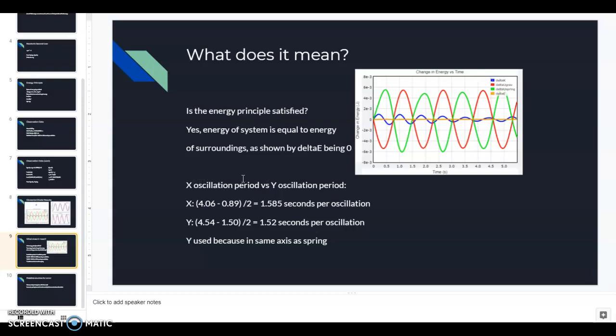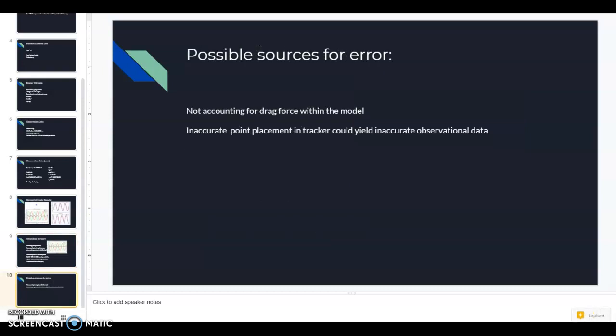And in terms of the oscillation period of x versus y, the x oscillation period was 1.585 and the y oscillation period was 1.52, and these discrepancies could have changed the spring constant, but y was used because it's in the same axis as the spring.